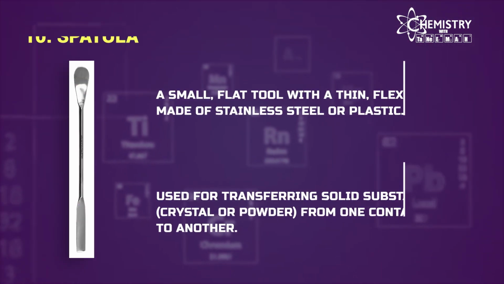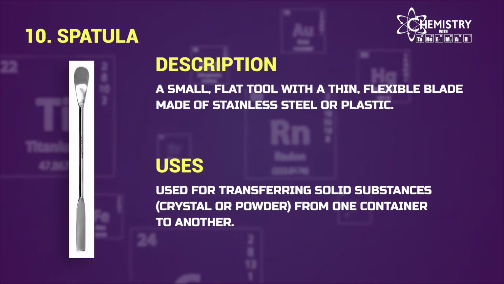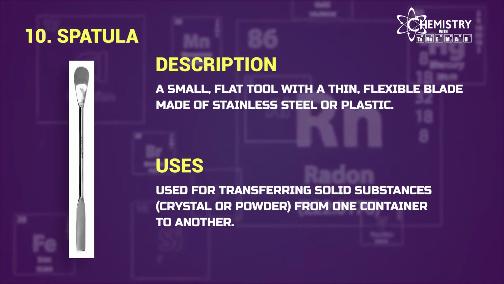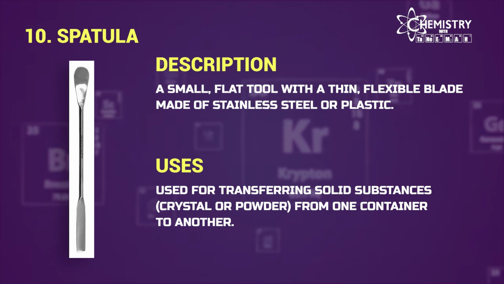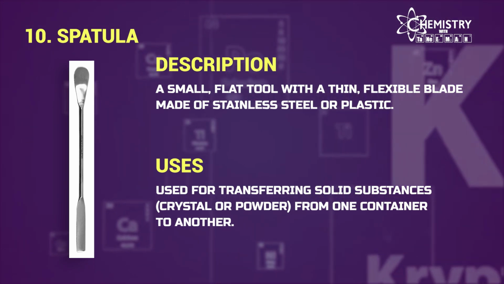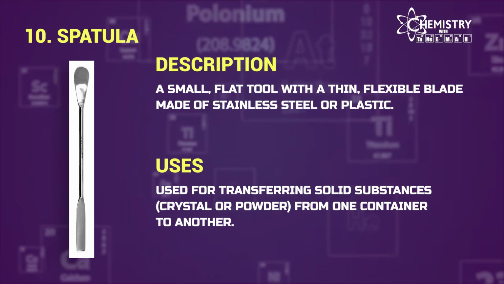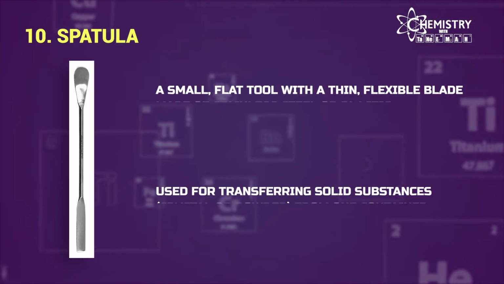Number ten, spatula. Spatula is a small, flat tool with a thin, flexible blade made of stainless steel or plastic. It is used for transferring solid substances such as powders or crystals from one container to another.